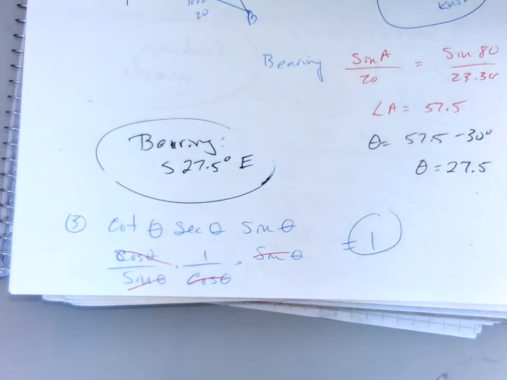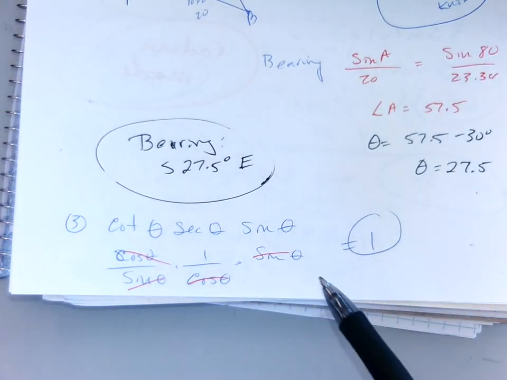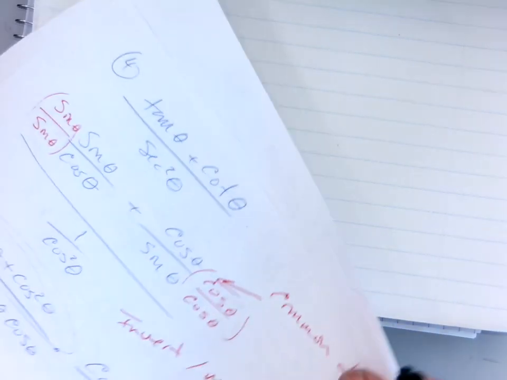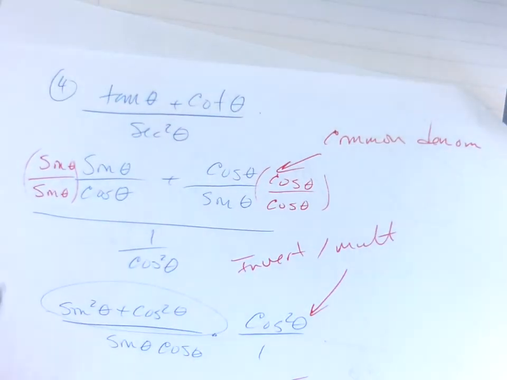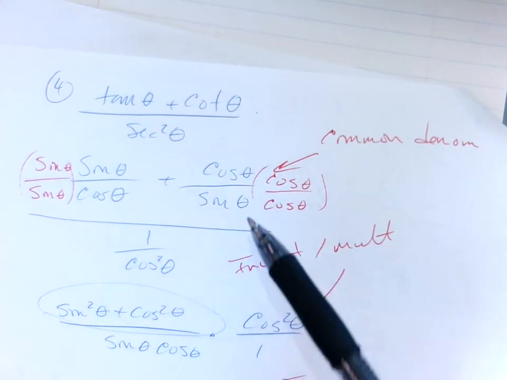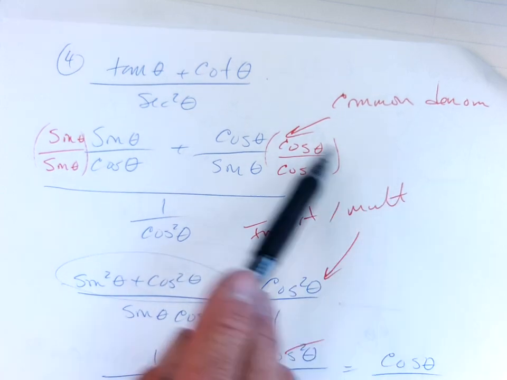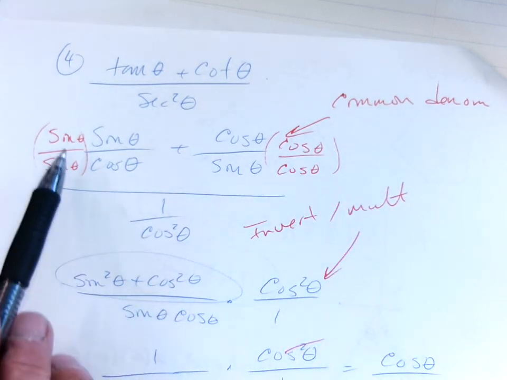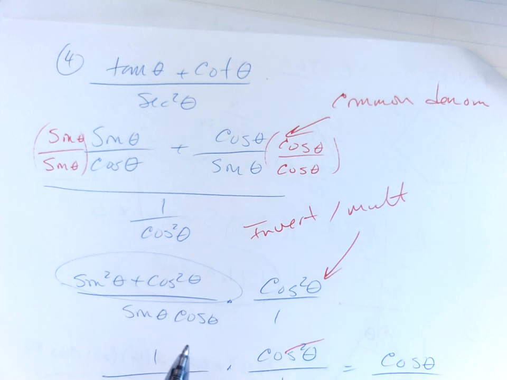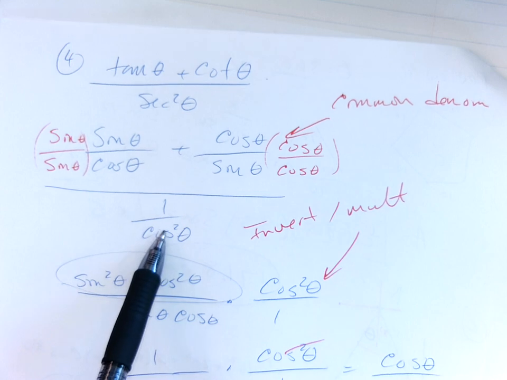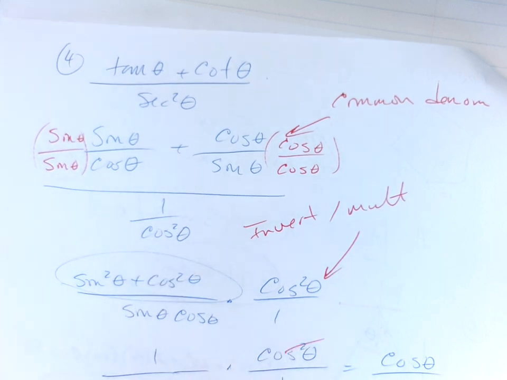Number 3 is just a trig identity, cosine over sine, 1 over cosine, cancel, cancel, cancel, I get an answer of 1, okay? On the back side, again, you can pause this if it gets going too fast. Tangent is sine over cosine, cotangent is cosine over sine, and then, of course, secant is 1 over cosine squared. So I got a common denominator up here, multiplied by sine over sine, cosine over cosine, and then I wound up with sine squared plus cosine squared, which is 1. I flipped it, invert and multiply, cosine cancels with the cosine, over sine is cotangent, okay?